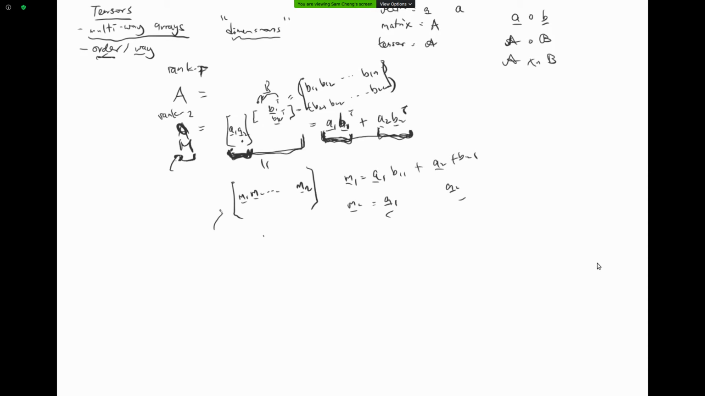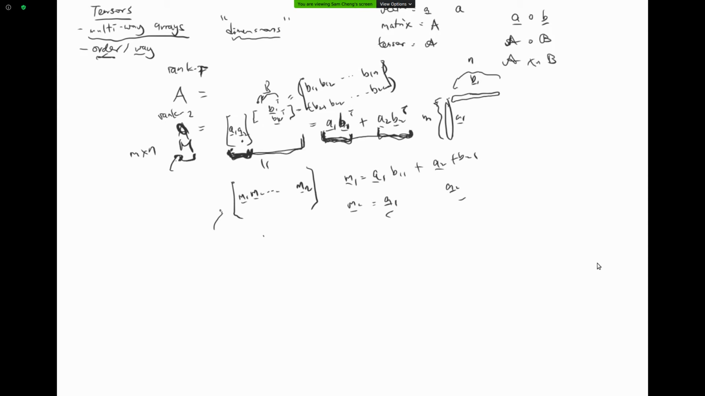And by the way, each rank 1 matrix here is a column multiplied by a row, basically. So for example, if this is m by n here, then there will be m elements for this A1, and n elements for this B1 here.